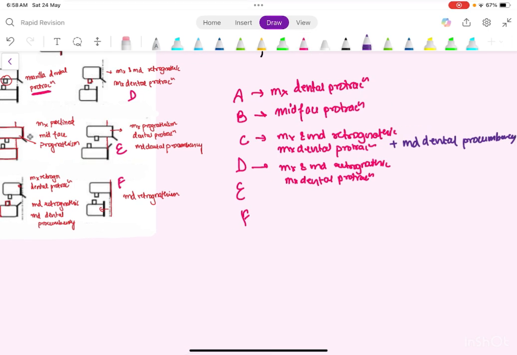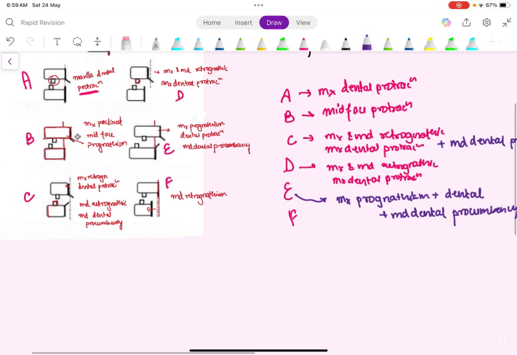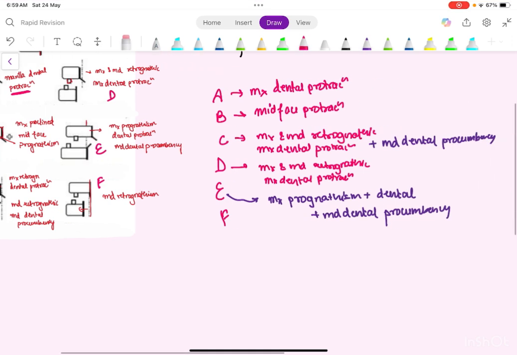Then look at the F part. For F, you have to remember that maxillary prognathism will come back again, plus you will also see the mandibular dental procumbency going on. Basically, to spot procumbency you just need to look for this arrow, and then you'll be all set. So F is like both are retrognathic, just this much, and there's no arrow.